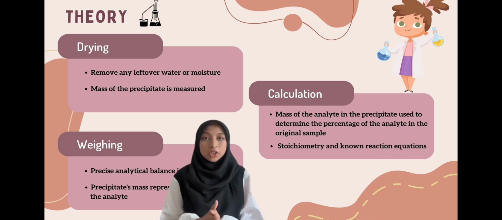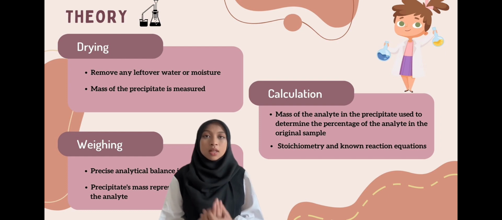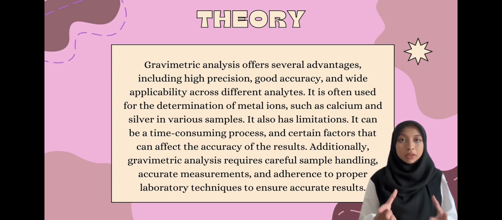Then calculation. The mass of the analyte in the precipitate is used to determine the concentration or percentage of the analyte in the original sample. This calculation is based on stoichiometry and known reaction equations. Gravimetric analysis offers several advantages, including high precision, good accuracy, and wide applicability across different analytes. It is often used for the determination of metal ions such as calcium and silver in various samples.